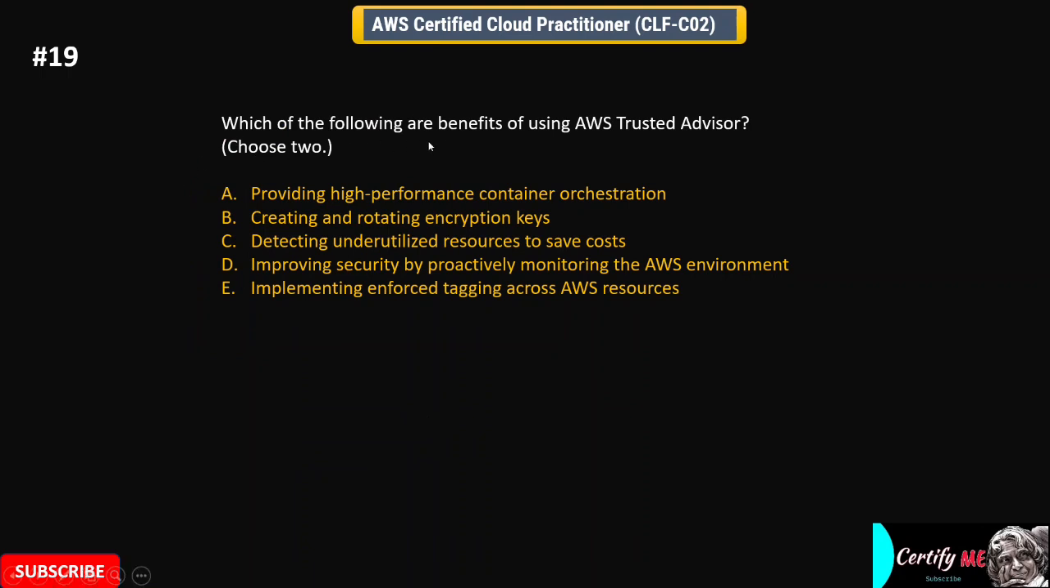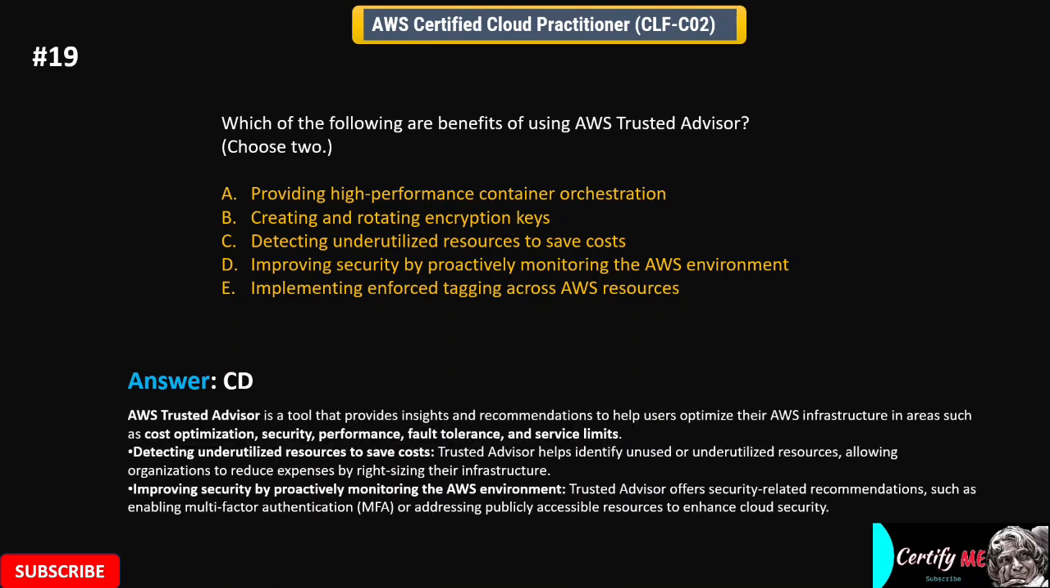Which of the following are benefits of using AWS Trusted Advisor? Choose two options. Option A, providing high performance container orchestration. Option B, creating and rotating encryption keys. Option C, detecting underutilized resources to save costs. Option D, improving security by proactively monitoring the AWS environment. Option E, implementing enforced tagging across AWS resources. The correct answer is option C and option D.